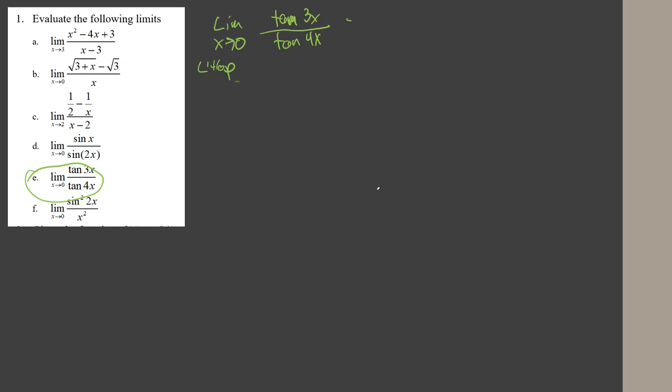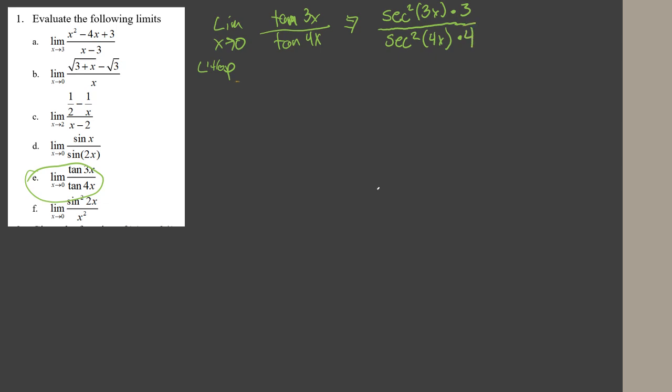Tangent luckily has a nice clean derivative. The derivative of tangent is secant squared. Secant squared of 3x over, times 3 because of the chain rule. Can't forget that. Multiply by the derivative of the inner. Secant squared of 4x times 4.